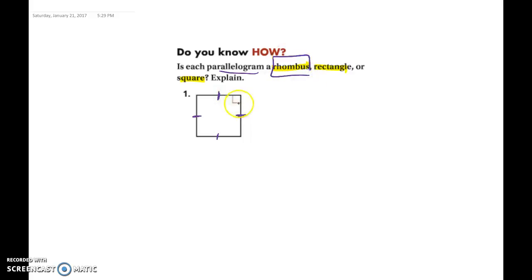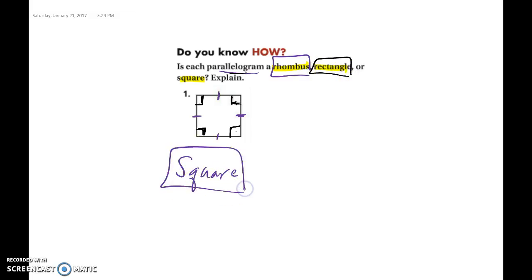Now they tell me that this angle is 90 degrees. So I know the opposite angle also has to be 90 degrees since it is a parallelogram. And I know the consecutive angles are supplementary, meaning that this angle plus this angle have to add up to 180. And since this is 90, this one has to be 90. And then the opposite angles are congruent. So that means all 4 angles are right angles. So it is a rectangle as well. And when it's both a rectangle and a rhombus, that means it is a square. So this figure is a square.